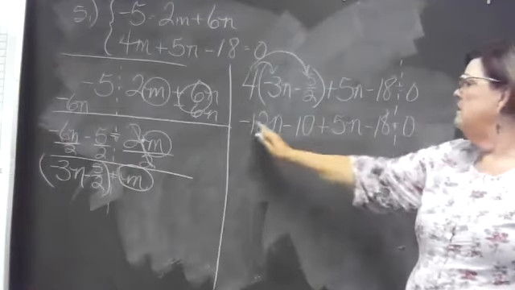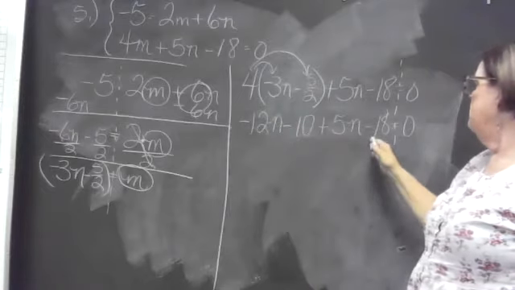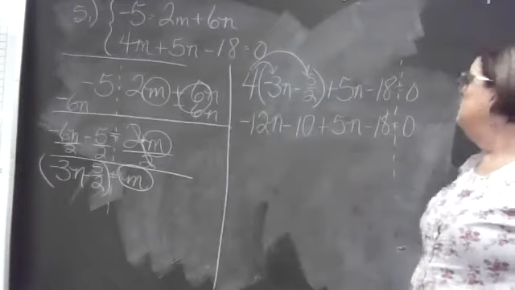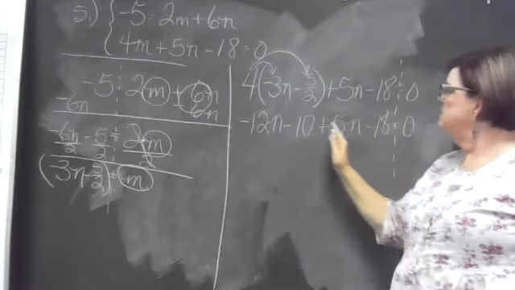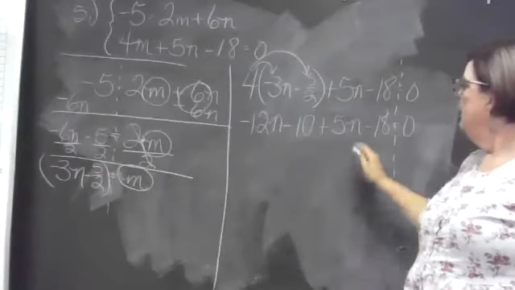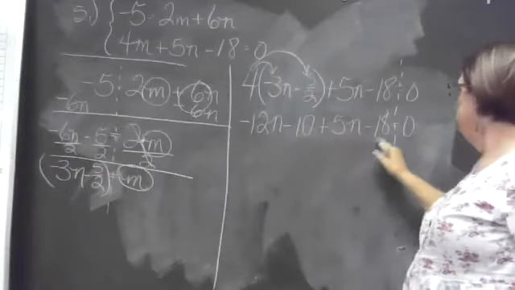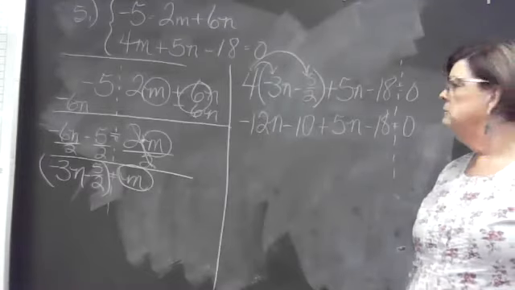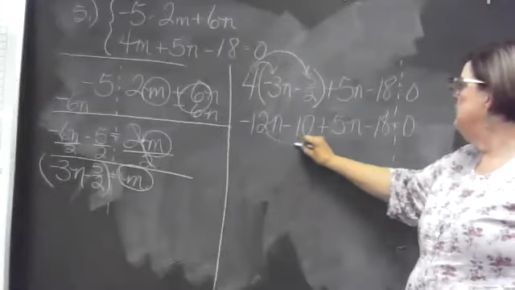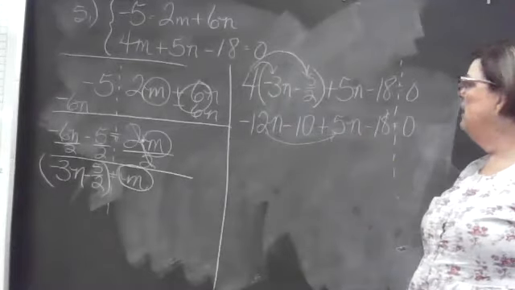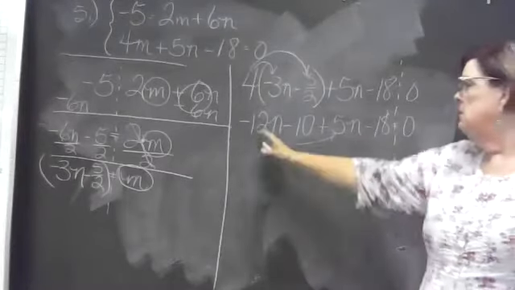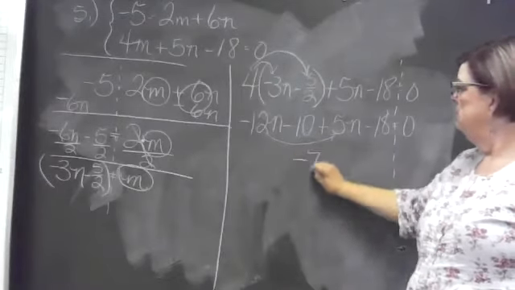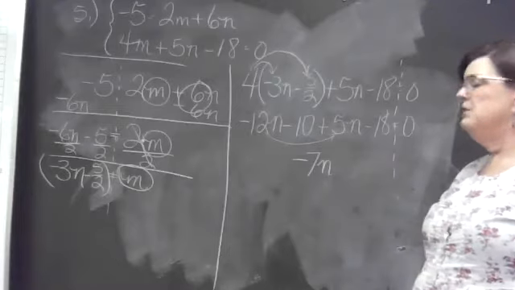Now, if you look on this side, you can add 18, and then you can add 10, and so on. But since all of this stuff is on the same side, why don't we just get the n's together and the plain numbers or constants together? It'll be easier to solve. So I'm going to put negative 12n and a positive 5n. What do you get? Negative 12 plus 5. You'll get a negative 7n's.